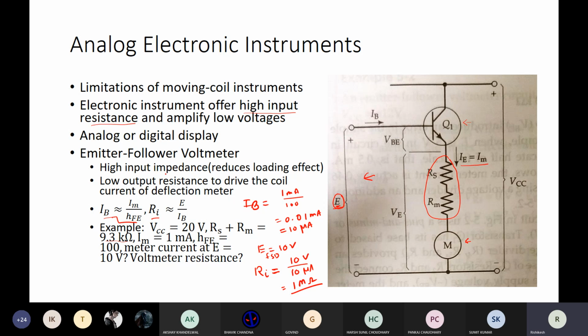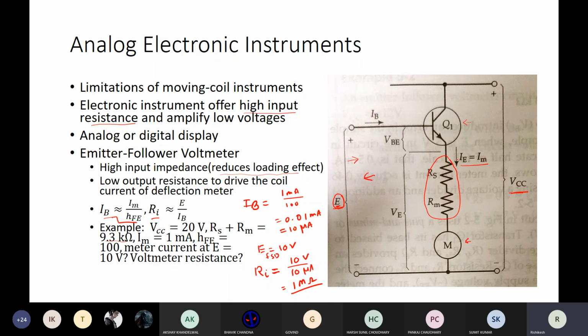Why is high input impedance desirable? It is because it reduces the loading effect, right? So less and less energy is drawn from the circuit which you are trying to investigate, so there is very little loading effect. But where does the energy come from for driving the meter? It comes from this external power supply VCC. So this is an active instrument, whereas PMMC is a passive instrument.